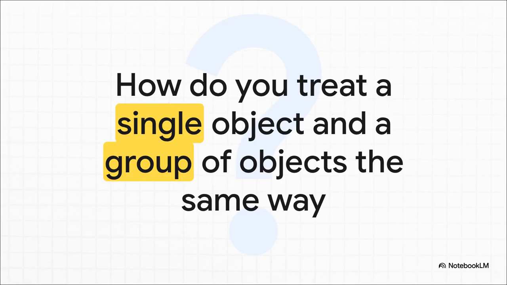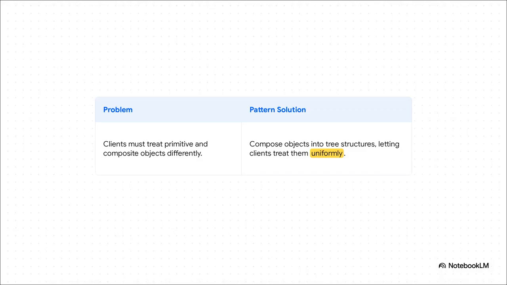Wouldn't it be great if you could move or draw that entire picture just as easily as you could move a single tiny line? Well, that is exactly the job of the composite pattern. What it does is organize your objects into a tree-like structure. So you have your individual objects, the leaves of the tree, and then you have your groups of objects, which are like the branches. And the magic is they all share a common interface.